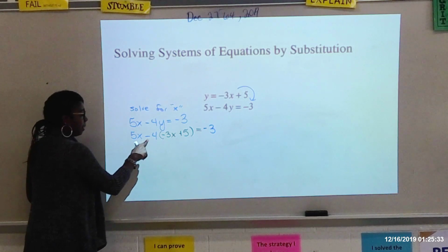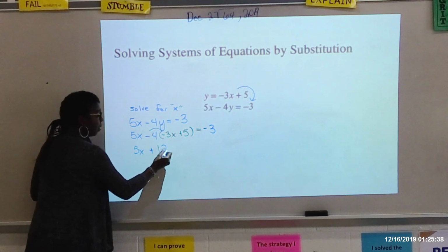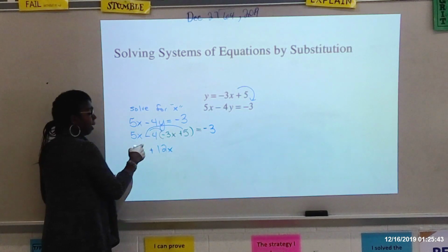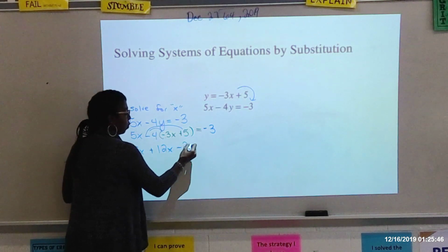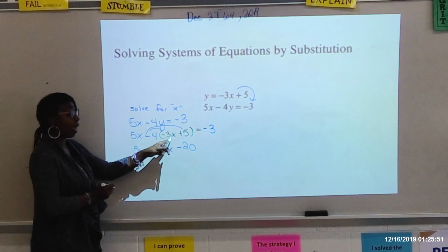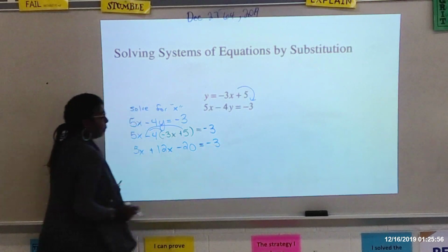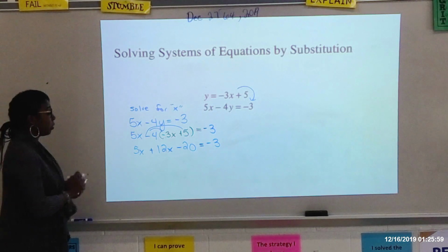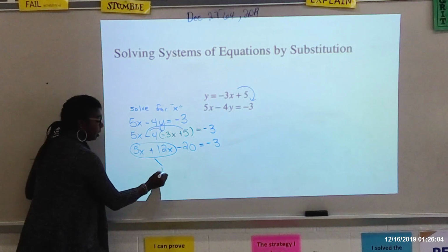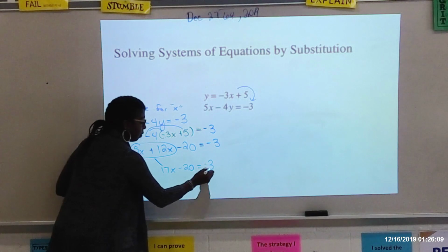5x, now negative 4 times negative 3x is going to give me a 12x using the distributive property. Negative 4 times 5 is going to give me a negative 20. Notice I did not add the two terms inside the parentheses. They're unlike, so I use the distributive property. Is now equal to negative 3. Let's combine like terms on the left side. 5x plus 12x gives me 17x minus 20 is equal to negative 3.